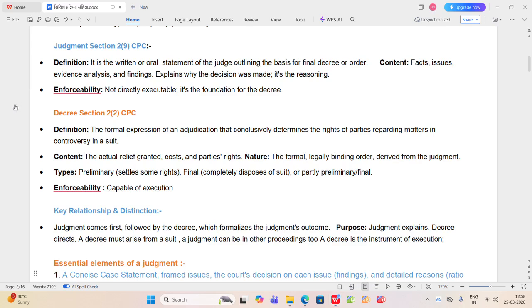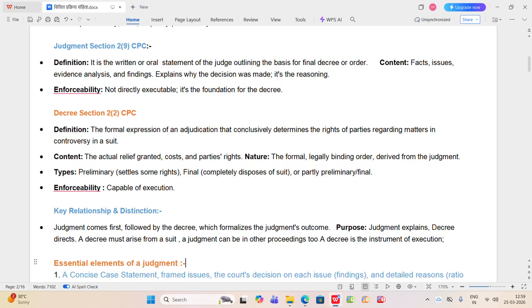A judgment can be in other proceedings too. The decision made by the judge may also refer to some other case and might have given some decision based on that, which may be similar to this case. But a decree always takes into account the development of that suit. It means whatever decisions regarding the points mentioned in the suit must be resolved by the judgment, and that should be elaborated in the decree. So a decree must arise from that particular suit. A decree is the instrument of execution, but judgment is not. So these are the distinctions and relations. This is all about decree and judgment distinction.